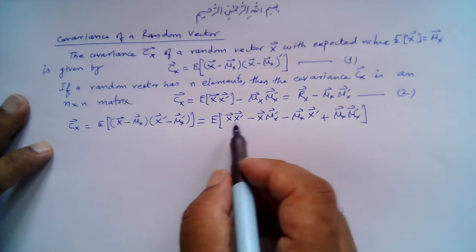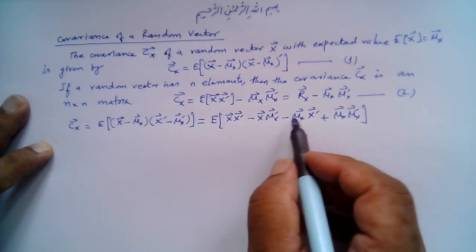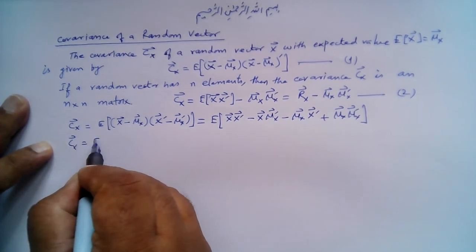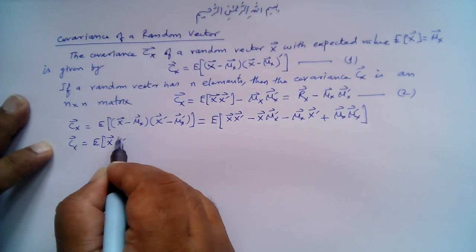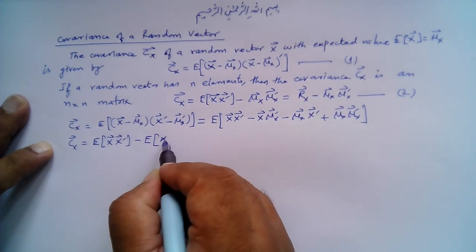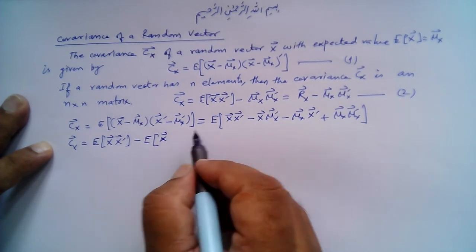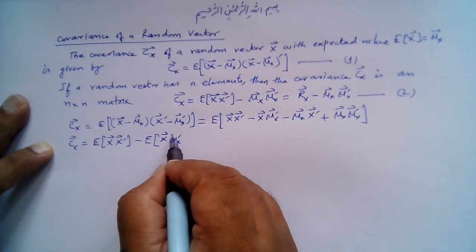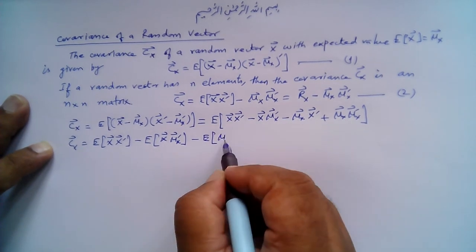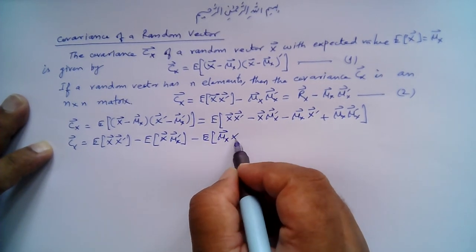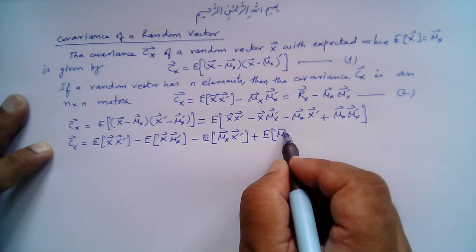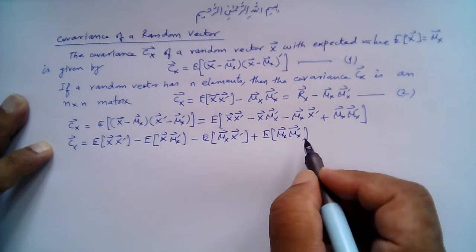So we can now move this expectation inside. Expectation is a linear operation, so we can write it like this: expected value of X bar X dash bar minus expected value of X bar and mu X dash bar minus expected value of mu X bar and X dash bar plus expected value of mu X bar and mu X dash bar, right?